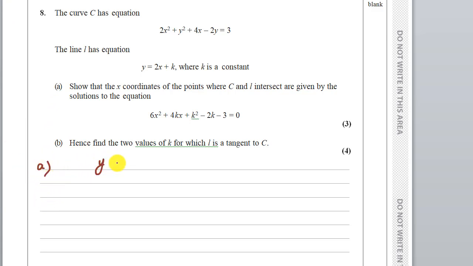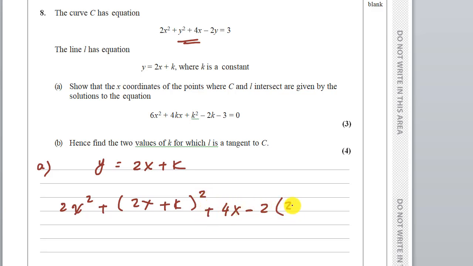Now we have y equal to 2x plus k, and here is the equation of the curve. Let us put every y with this value. So 2x squared plus (2x plus k) squared plus 4x minus (2x plus k) equal to 3.